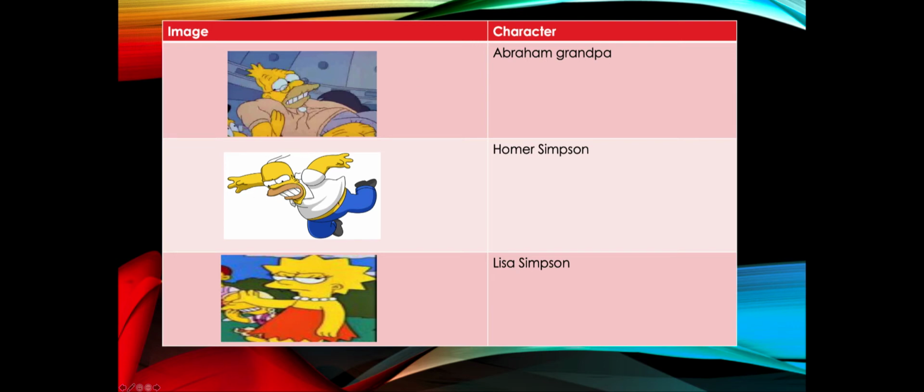Similarly, the second image is of Homer Simpson, which is one of the main characters in the sitcom show, and we are going to predict the name as Homer Simpson. And the third character is Lisa Simpson, who's a daughter of Homer Simpson, and our model is going to predict the name as Lisa Simpson.